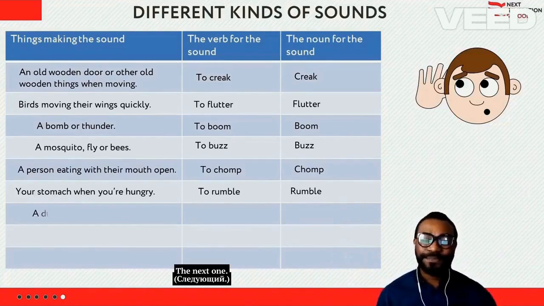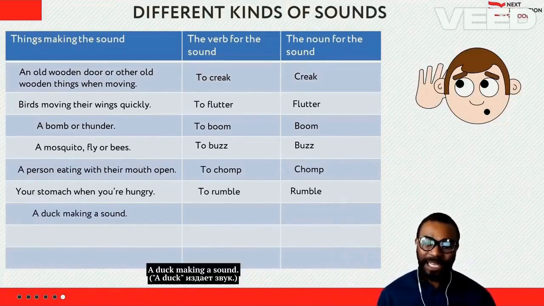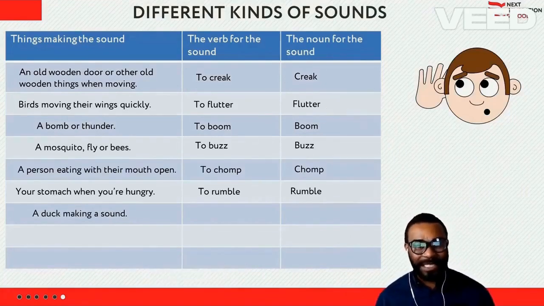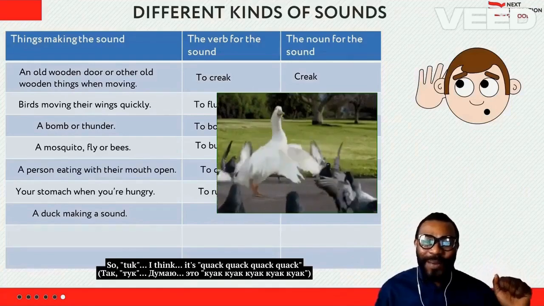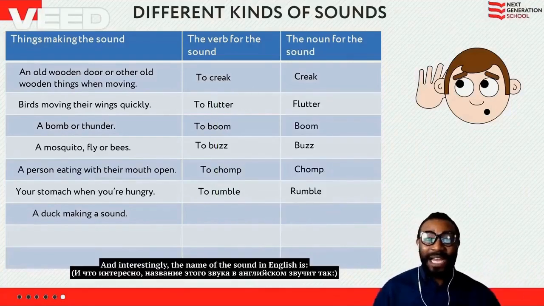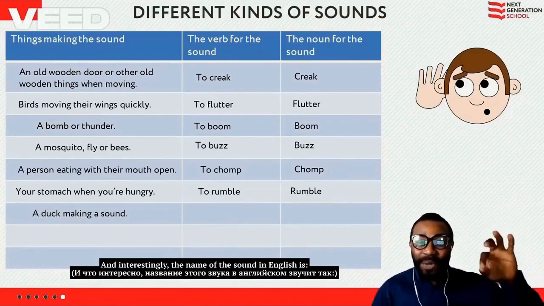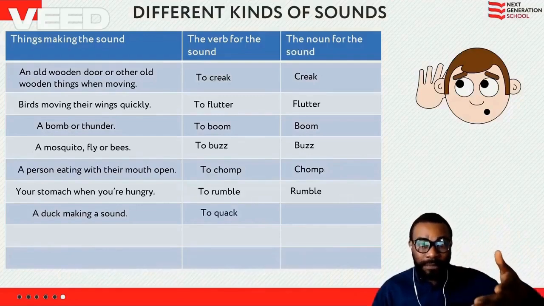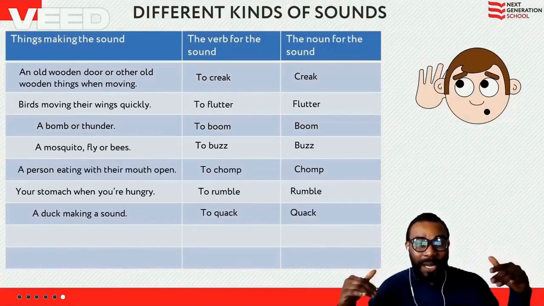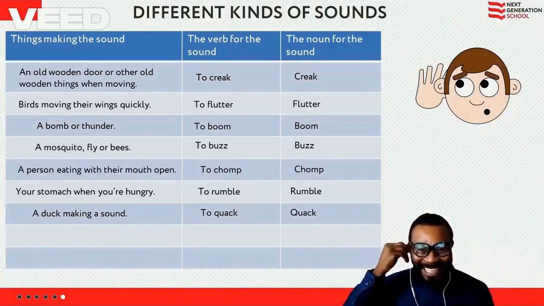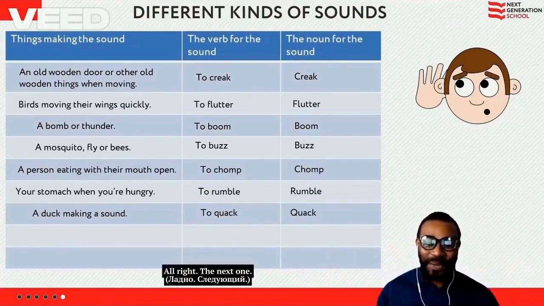The next one, a duck making a sound. What is duck? Utka, right? So duck, I think is quack, quack, quack. That's the sound. And interestingly, the name of the sound in English is to quack. So the noun is quack, really. So we just imitate this sound. That's quack. All right, the next one.